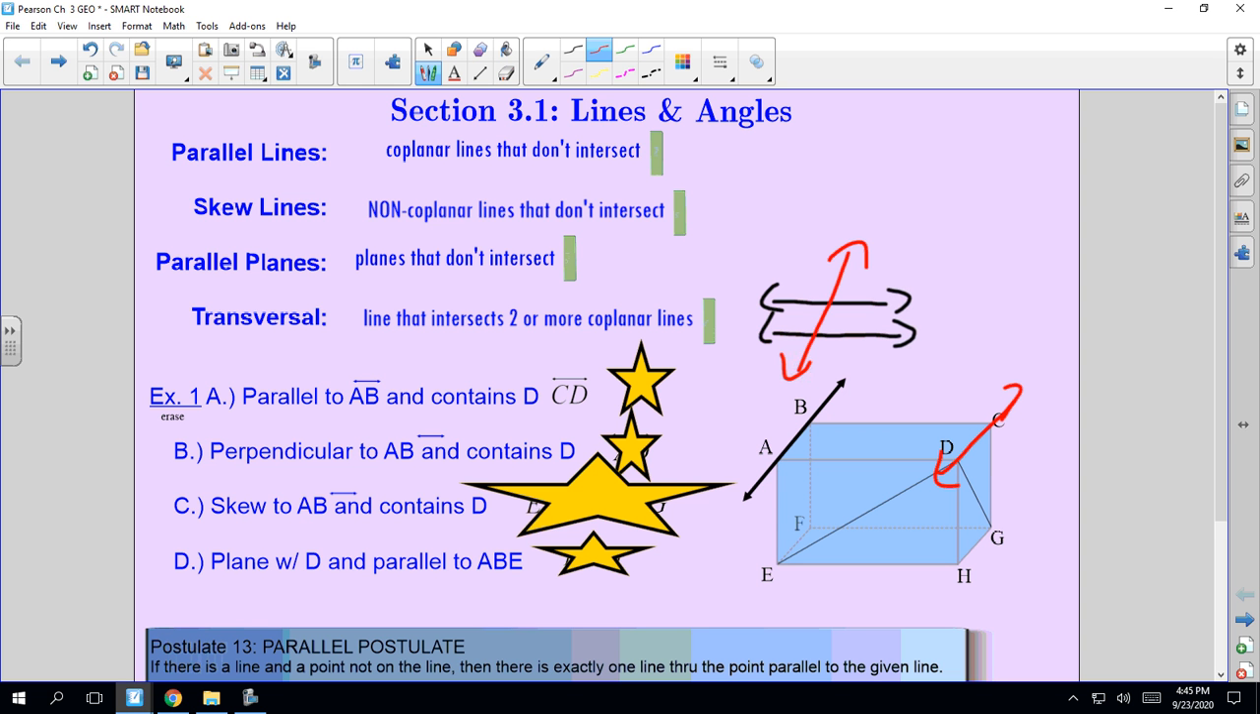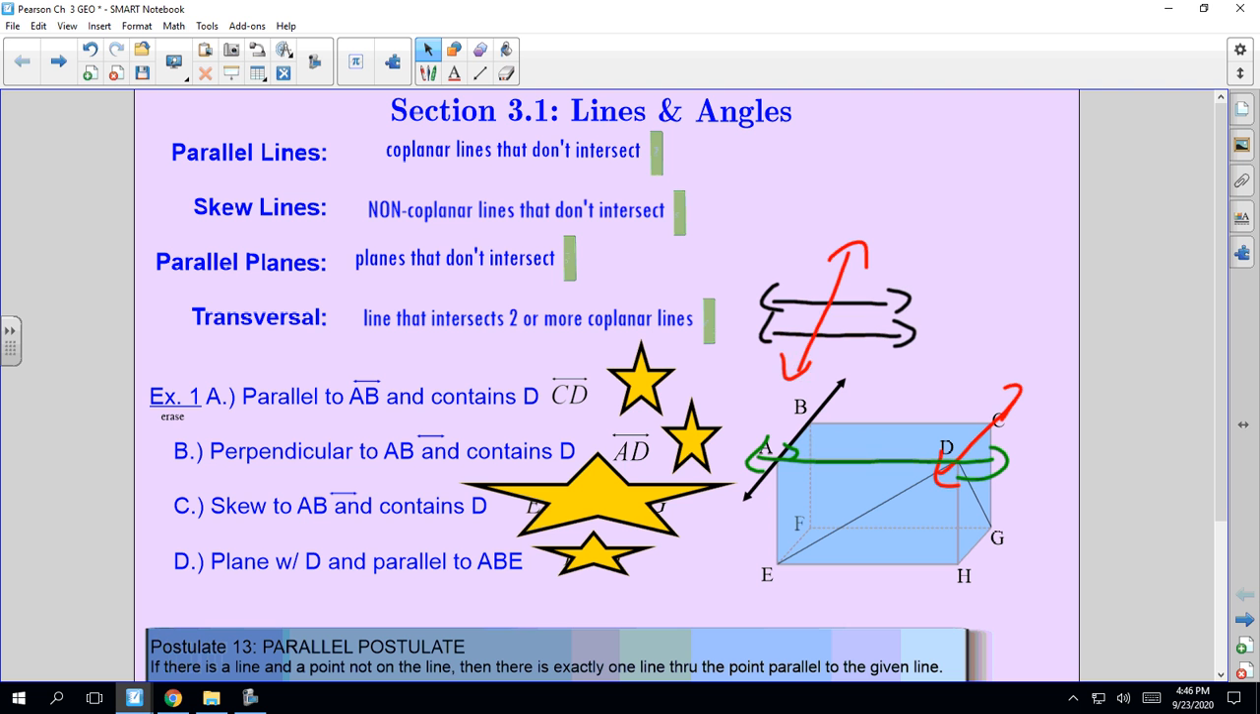We're looking for a line that's perpendicular to AB this time and contains D. So that would be, in this picture, line AD. I'll do that in a different color. How about green? It hits this in such a fashion that it makes a right angle right there. So AD is perpendicular to AB.